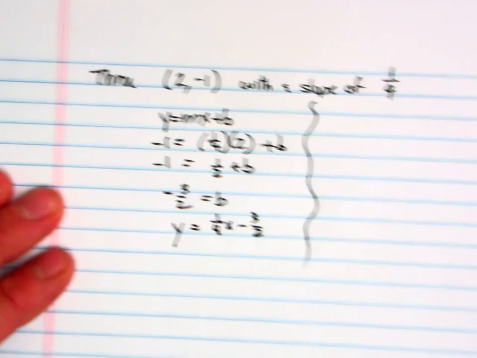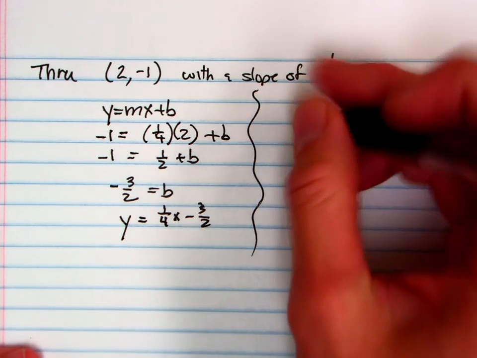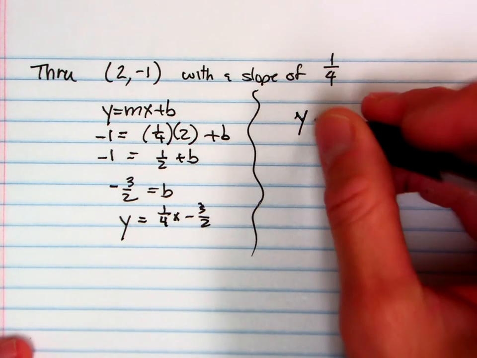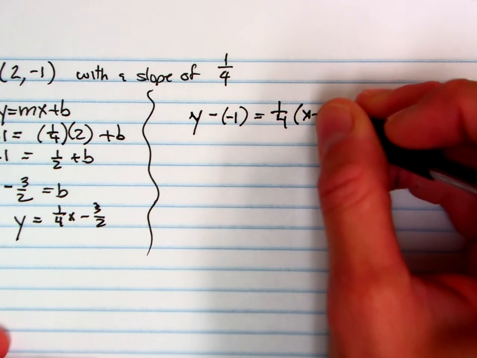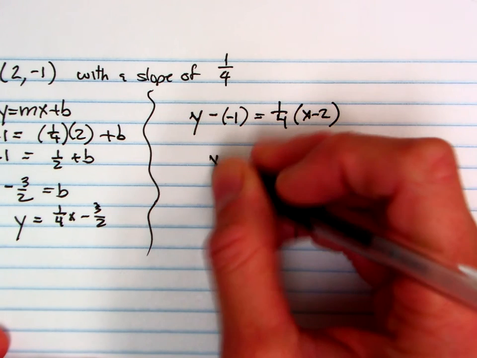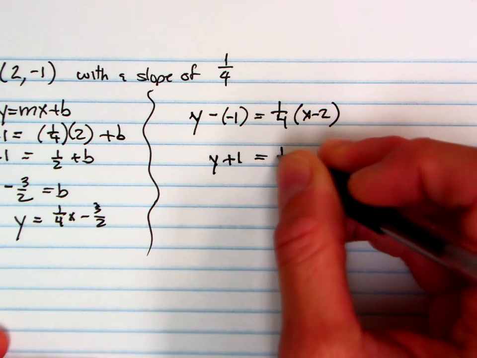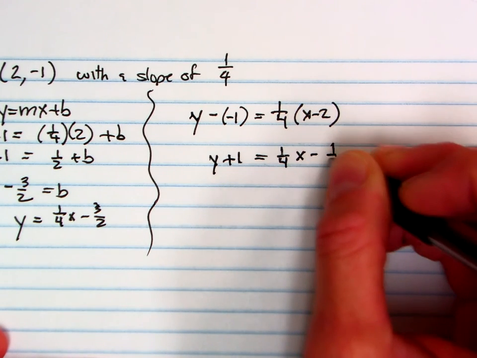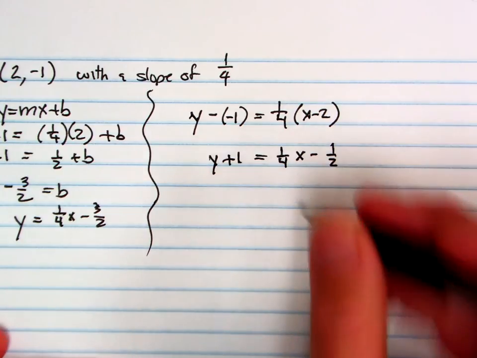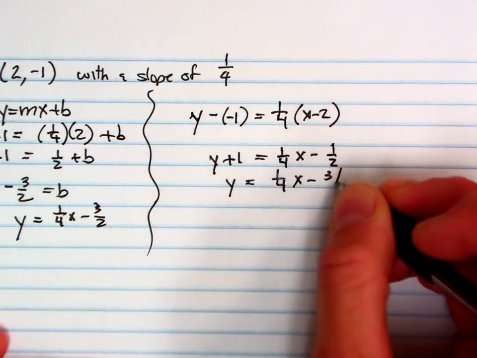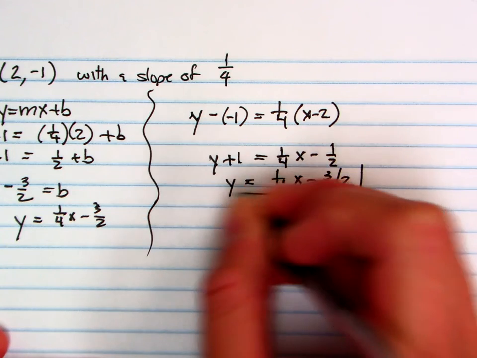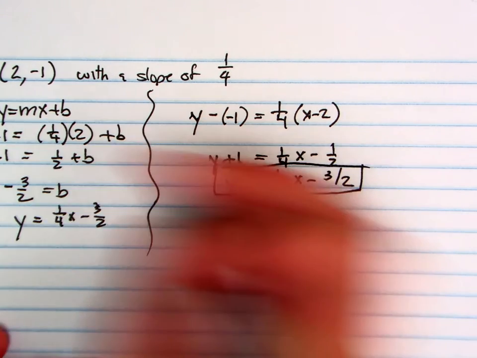If you wanted to take the other route and use point slope form, you would say y minus -1 equals 1/4 times x minus 2. So this would be y plus 1 equals 1/4 x minus 1/2, and then I subtract 1 from both sides. And I get the same answer no matter which way that I do it.